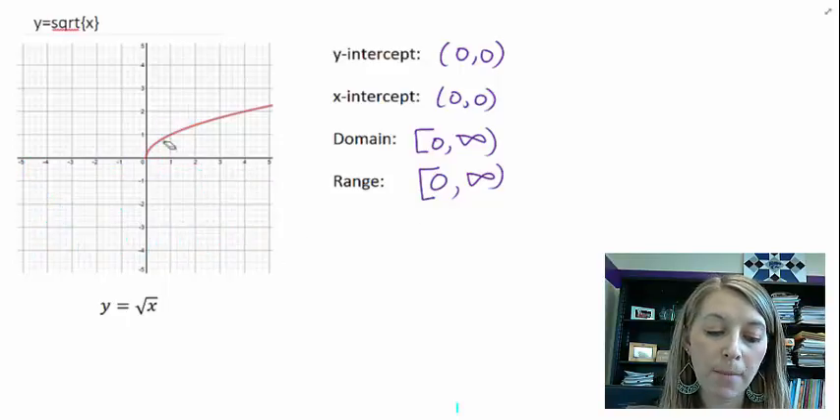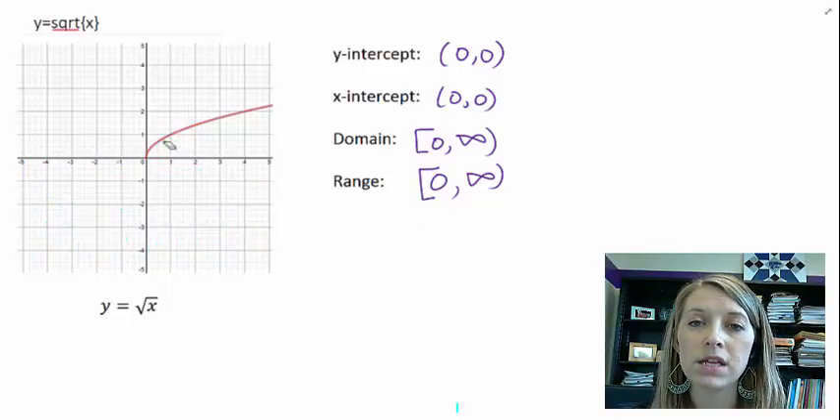And that's because we cannot put negative values in square roots, and we cannot get negative values out of square roots.